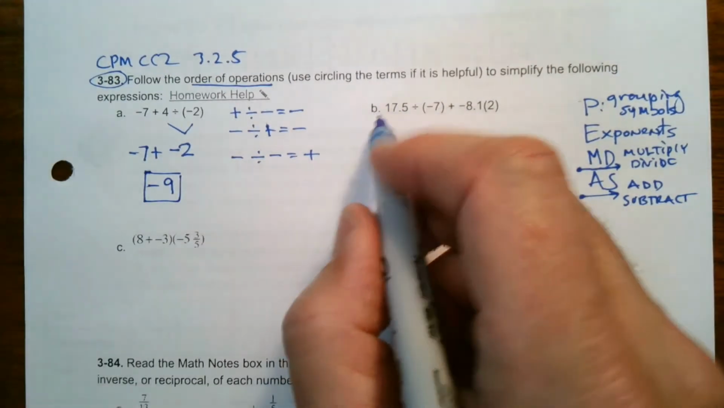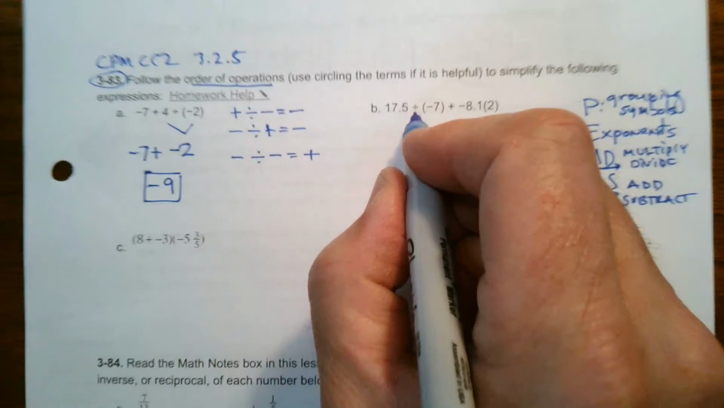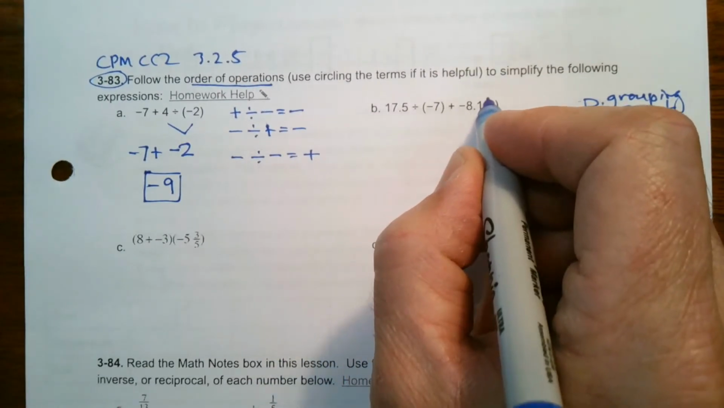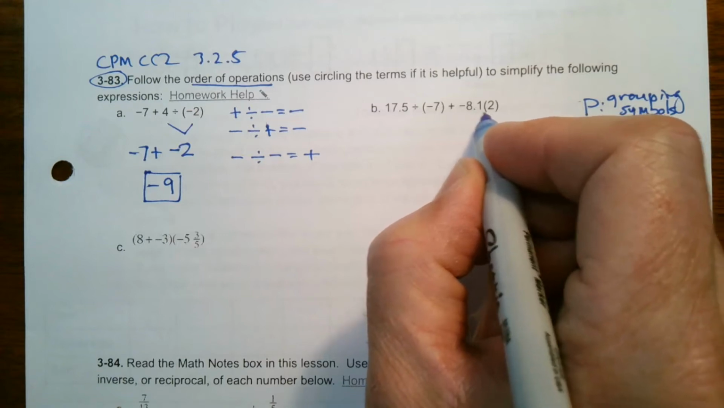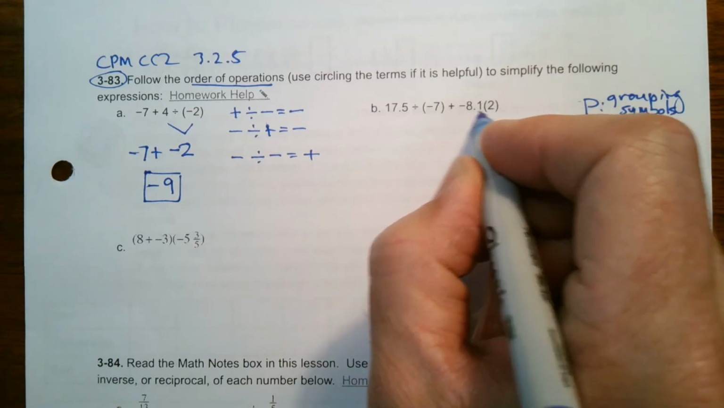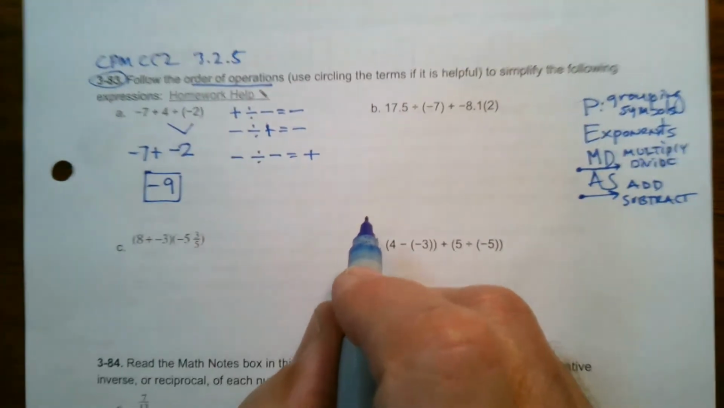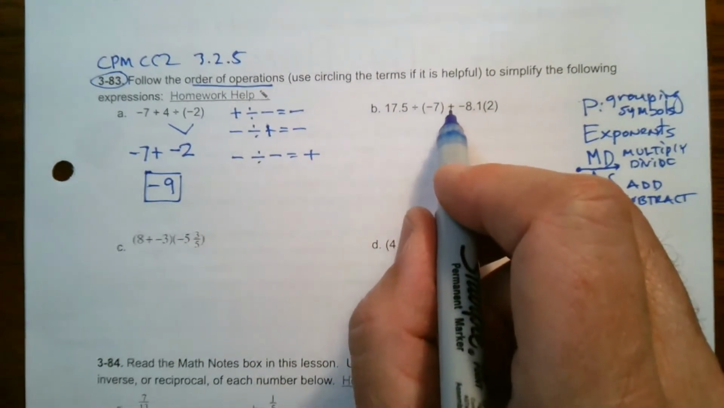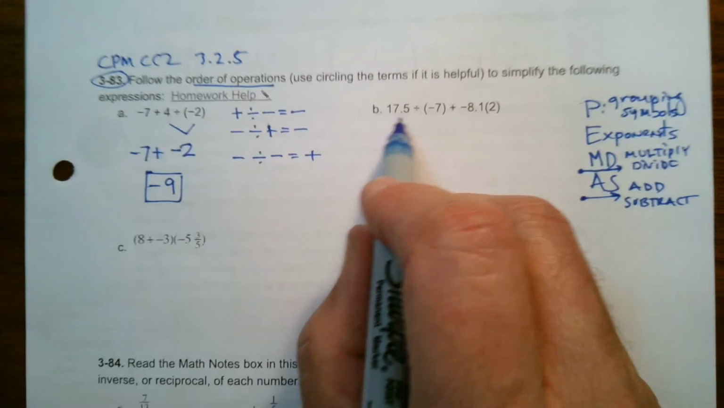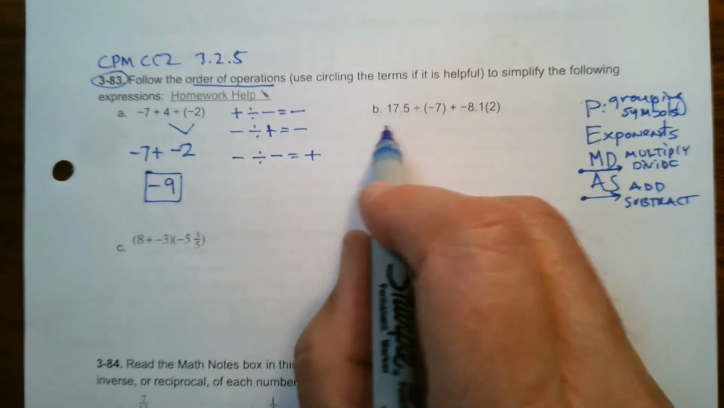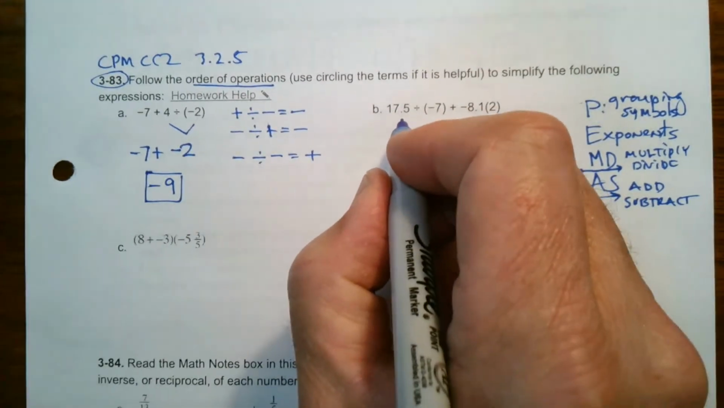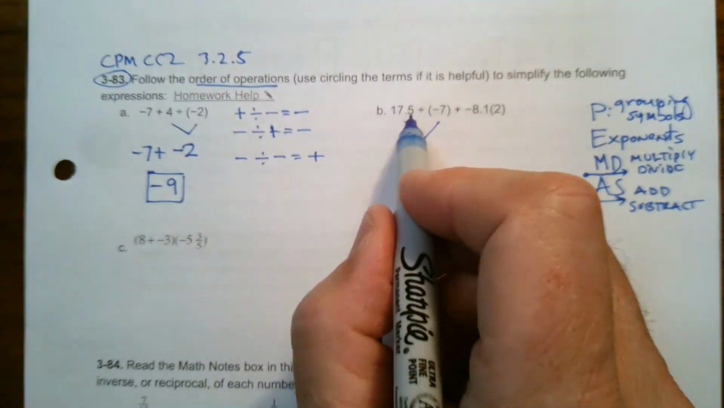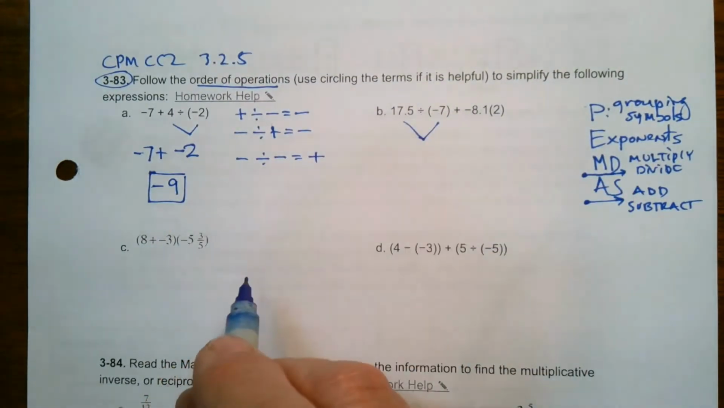We'll keep going. B. So B, I've got division, addition, and multiplication. When you see a set of parentheses next to a number, that means multiplication. So I'm on multiply and divide before I do this addition. I'm going to go from left to right, and I'm going to divide first in this case because that's what comes first. So what is 17.5 divided by -7?